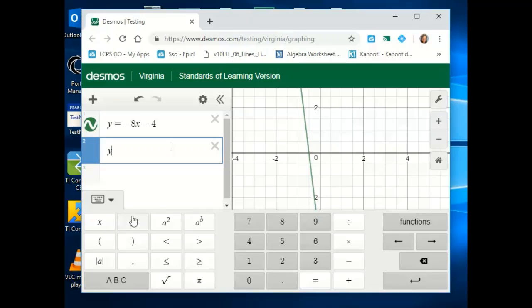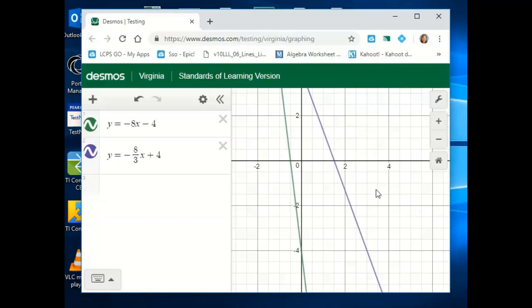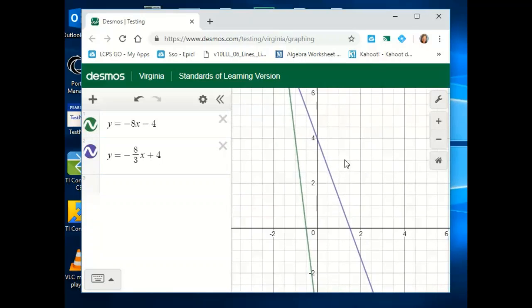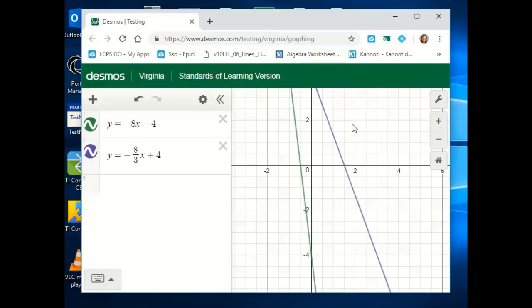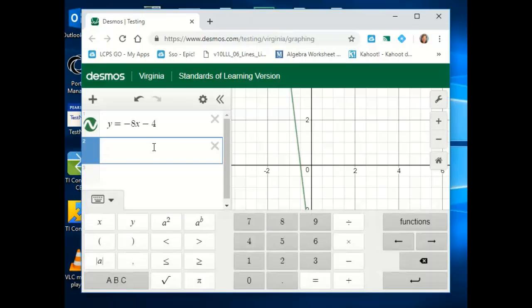I can write y equals -8 divided by 3, don't forget to arrow out, x plus 4. And I look at that one, and that one's clearly going through on the other side here. I have an x-intercept of 1.5 and a y-intercept up here of +4. So the purple line's not going to be it. So I'm going to go ahead and get rid of that one. I know it's definitely not that one.